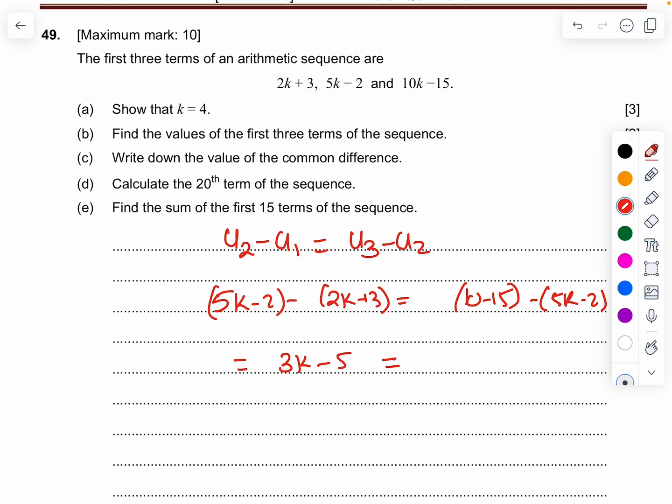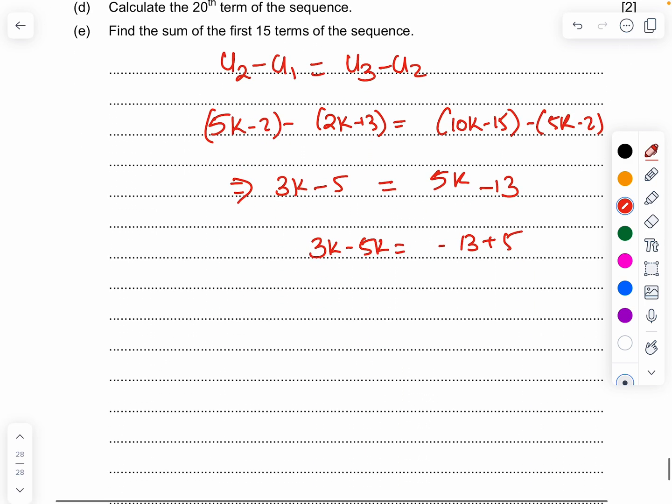10k minus 15 minus (5k minus 2). So this is going to be 5k minus 13. So 3k minus 5k equals negative 13 plus 5. So negative 2k equals negative 8. So k equals 4. That's going to be the answer.